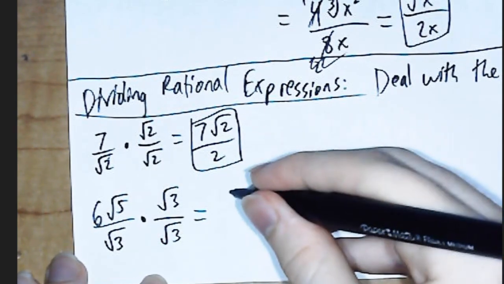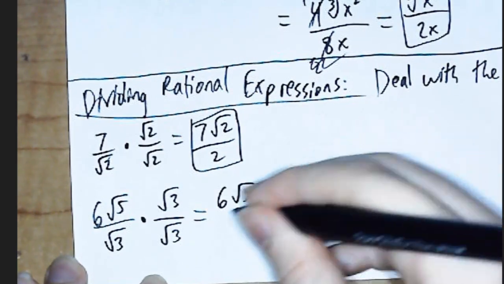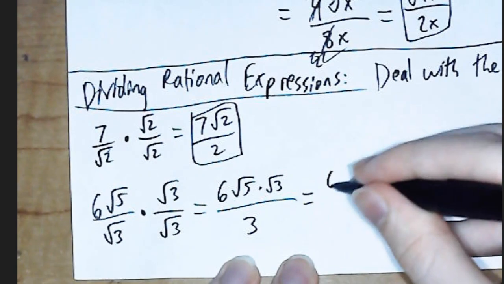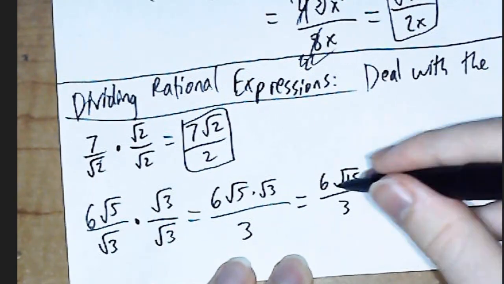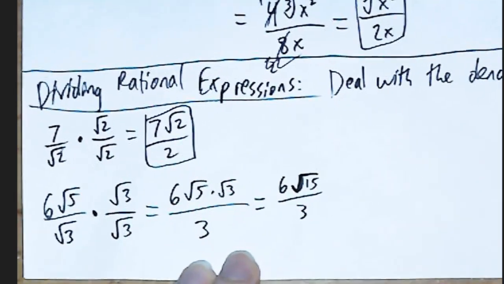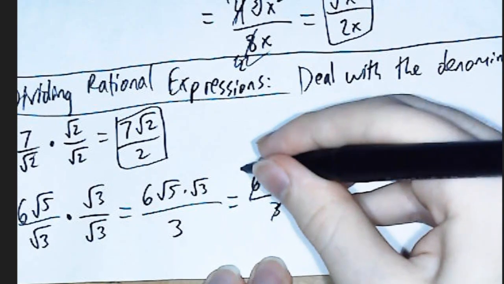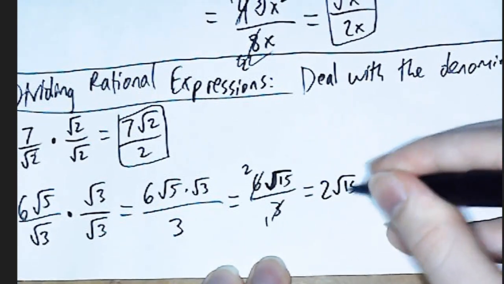And we're left with 6 times the square root of 5 times the square root of 3 over 3. This is going to give me 6 square roots of 15 over 3. We can't simplify the square root of 15. You can try. It'll break down into 2 prime numbers. But 6 over 3 is 2 over 1. So this is going to be 2 square roots of 15.